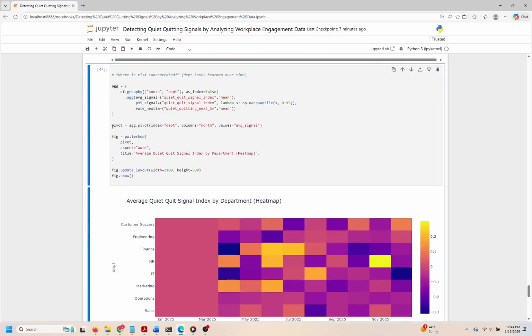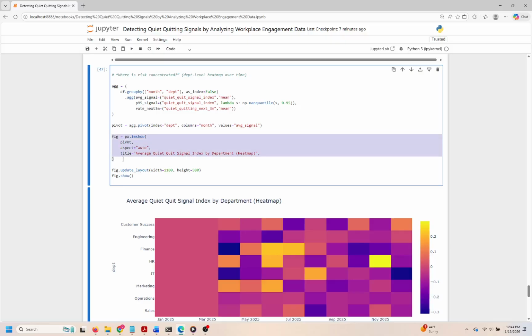Next, we pivot the aggregated data to transform it into a format suitable for visualization. By setting the department as the index and the months as columns, we create a matrix that facilitates a clearer comparison of the average quiet quit signals across time and departments. This pivoting is an essential step because it lays the groundwork for our final visualization.